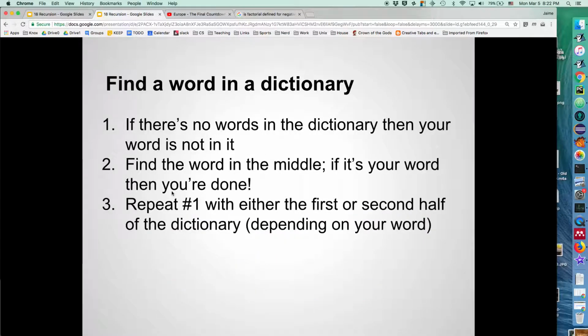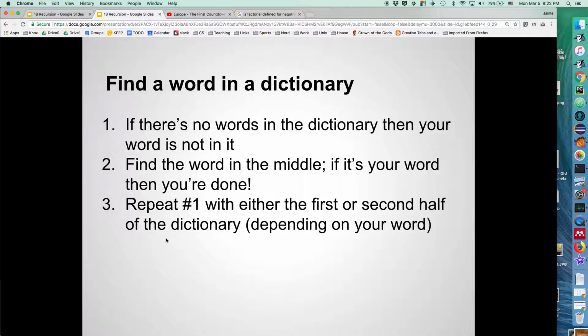Suppose you want to find a word in a dictionary. First of all, I should back up. Back in the olden days, we didn't have dictionary.com because there was no internet, so we had to have these giant books that listed all the words alphabetically. If you wanted to figure out how to spell a word or look up its definition, you would have to flip through the dictionary until you found it. And of course, the dictionary might have 100,000 words in it. We're not going to flip through all 100,000 words. You're going to use the fact that it's alphabetized to your advantage.